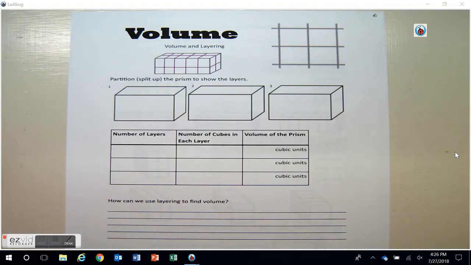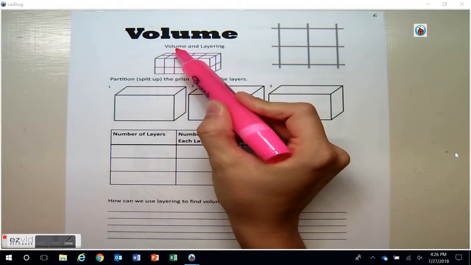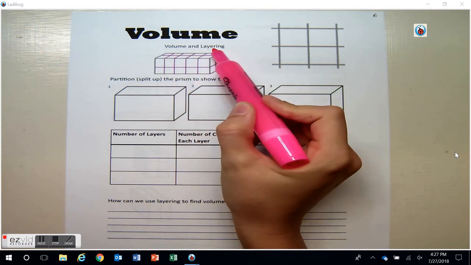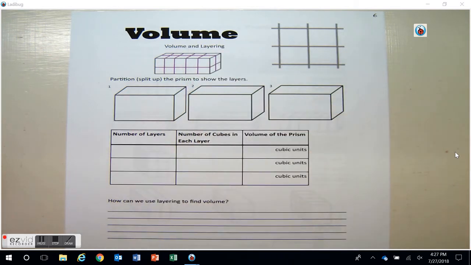Hello, and today we are going to review volume and see how volume and layering can work together. Before we do that, let's go ahead and discuss volume. What is volume? Well, volume is the number of cubes that make up a rectangular prism or a shape.